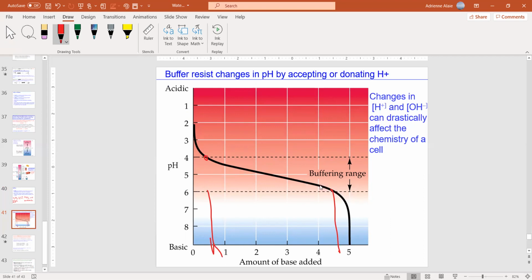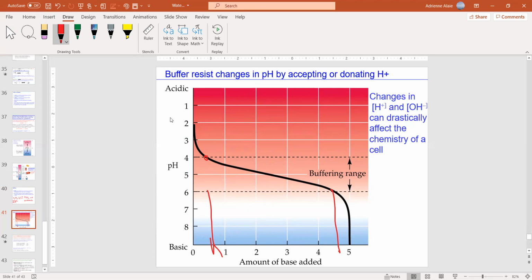So we still changed 100 times, right? Because this is 10 times 10, that's 100 times. But look at how much base got added in order for that. Whereas we changed 100 times just by adding half an x of base at the beginning, when we were outside the buffering range, when you get in the middle of a buffering range at which the acid and base work, then for a lot of base added or a lot of acid added, you do not have such a change in pH.